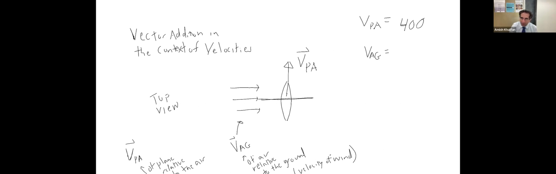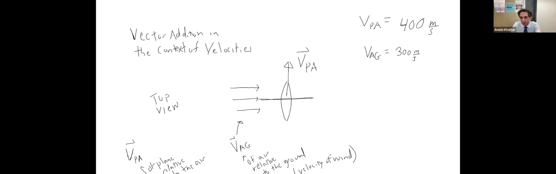Okay, let me use meters per second. Now that's about 800 miles per hour. That's fairly high, but nonetheless, let's take that to be true. Usually in flight, the speed would be more like 400 miles per hour, so like 200 meters per second or so. Let's also say that the speed of the air relative to the ground, that wind speed, is 300. That's fairly fast too, right? That's about 600 miles per hour. Let me just use these numbers.